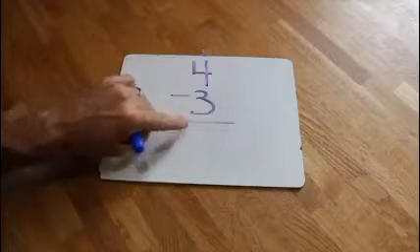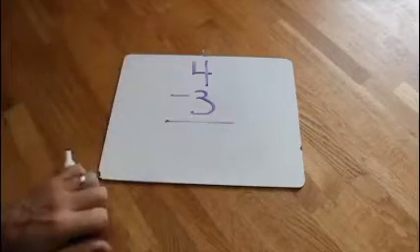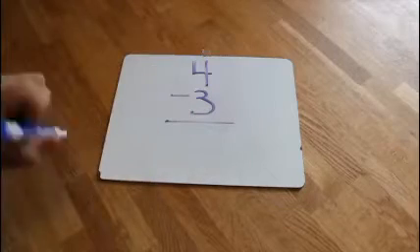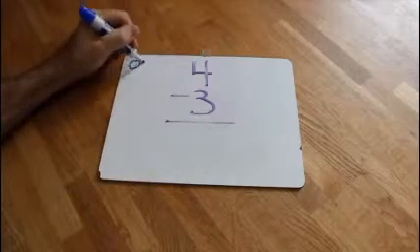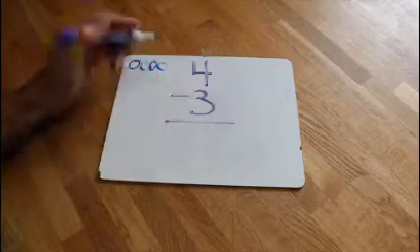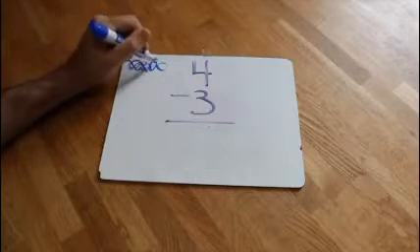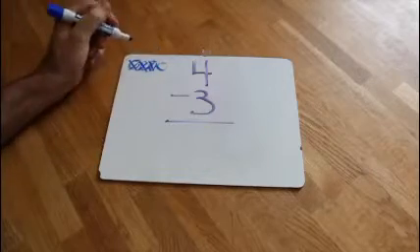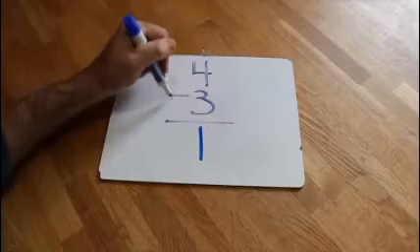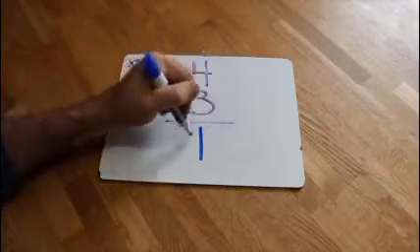4 minus 3 equals. Mental math. Fingers or pictures. Start with your 4. 1, 2, 3, 4. Minus means take away. How many? 3. 1, 2, 3. How many are left? 1. Straight line down. 4 minus 3 equals 1.